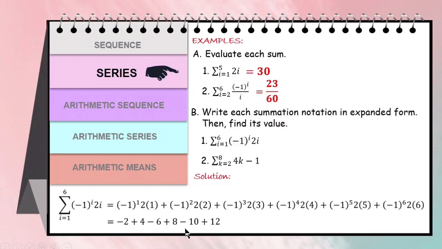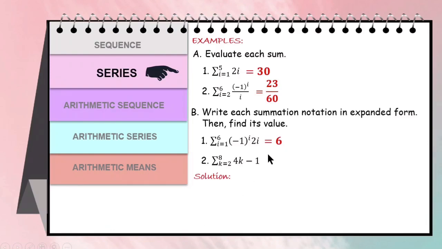Recall that this factor causes the signs of the terms in a sequence to alternate between negative and positive. So -2 plus 4 minus 6 plus 8 minus 10 plus 12 is equal to 6. So this is how you expand a summation notation, and the value of this notation is 6.